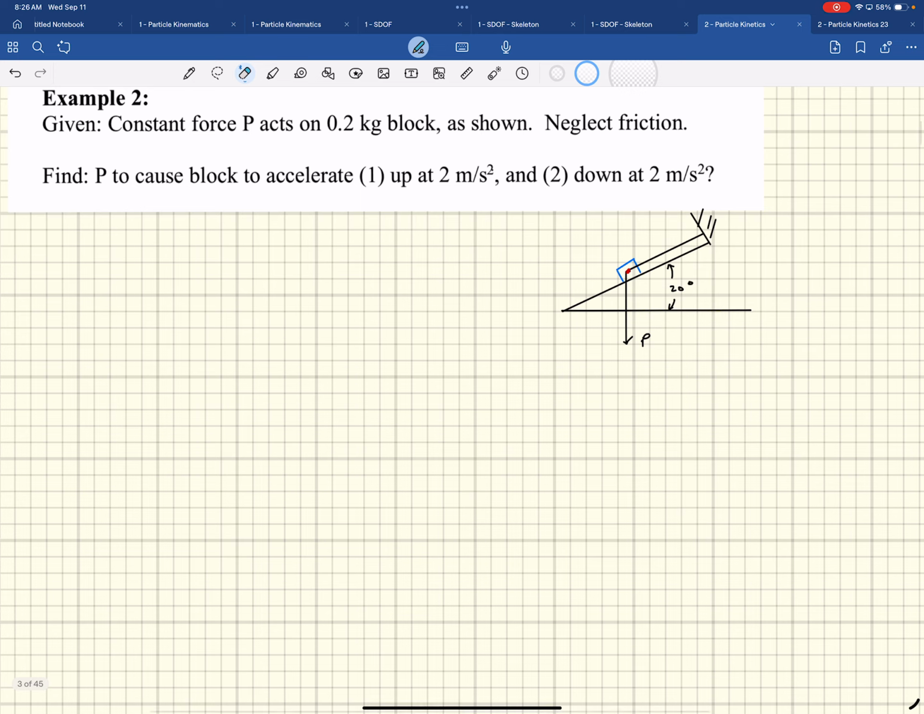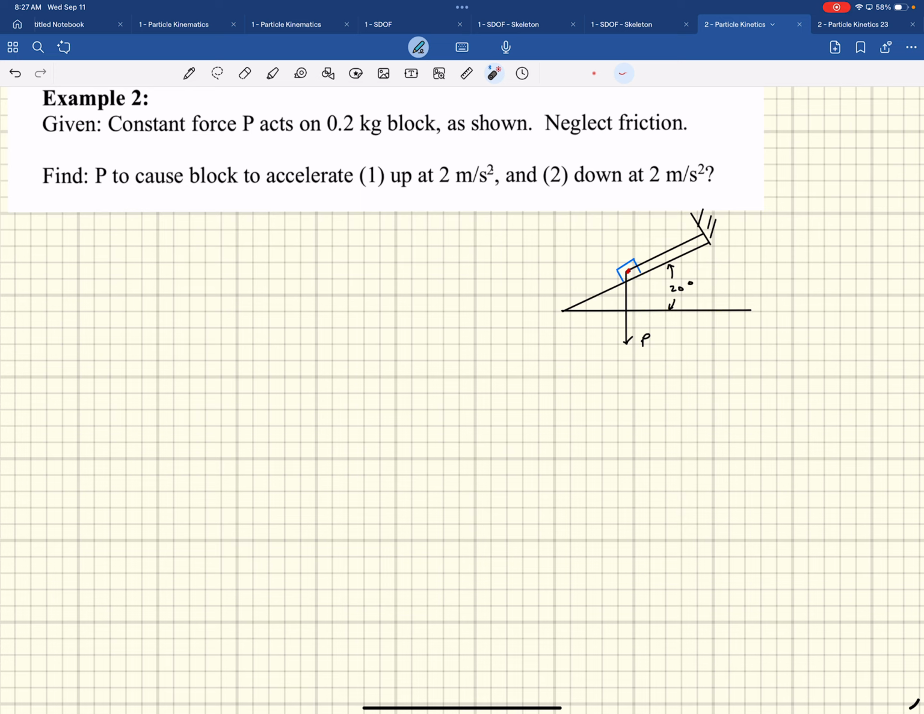Okay, all right. So now we got this thing, and I mentioned this last time. There's a little block sitting on a ramp, a frictionless surface, and I've got a cord P attached to it. I'm going to pull down on this P. If I pull hard enough, the block is going to move up. If I don't pull at all, the block is going to slide down. What we're asked to find is the P required for it to move up the surface at 2 meters per second squared, or move down at 2 meters per second squared.